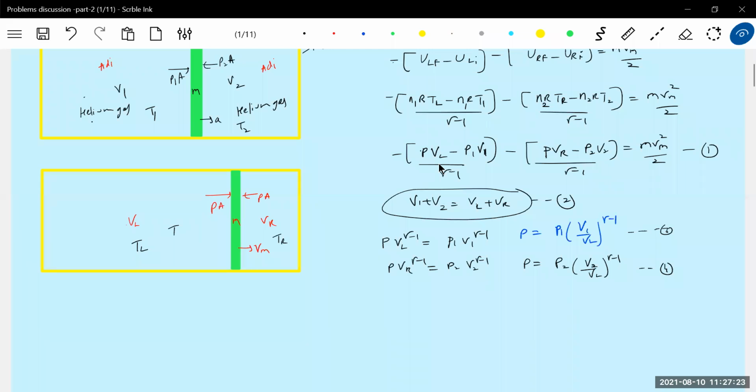Anybody solve it? First we have to get the expression for the common pressure. Okay, I'll do one thing. I'll simplify it.